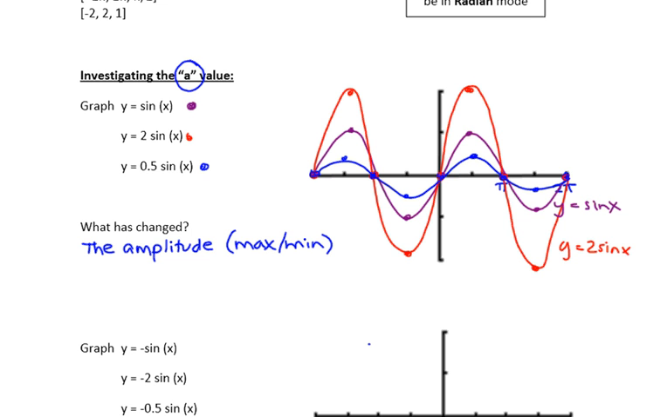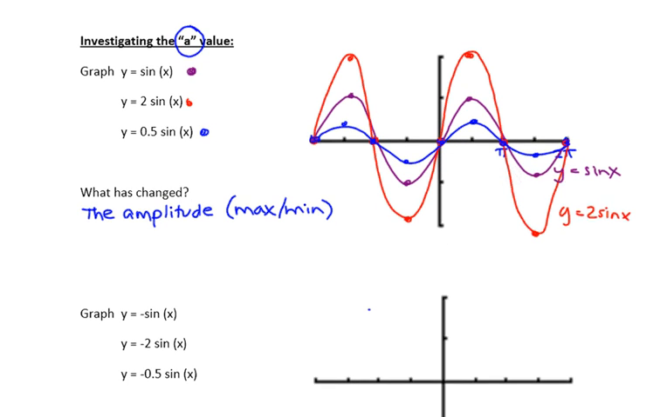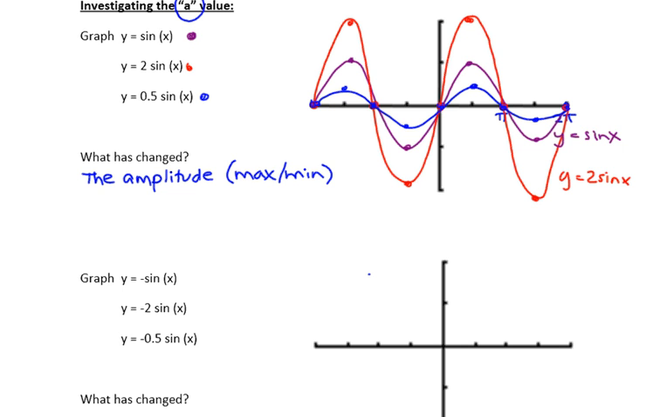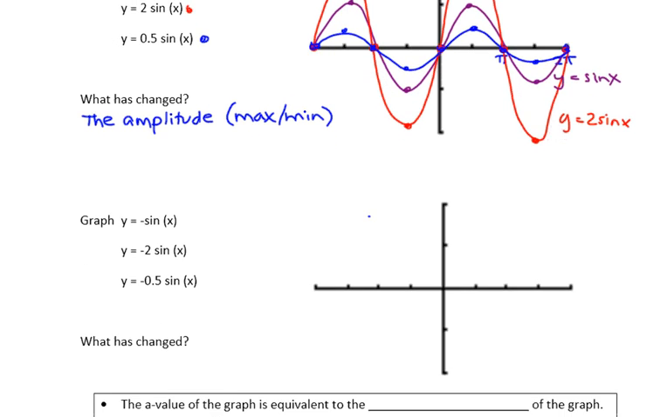We'll do regression stuff too later on in sinusoidal as well. So the amplitude has changed. Also, the max and min values have changed. So that's what the amplitude does.